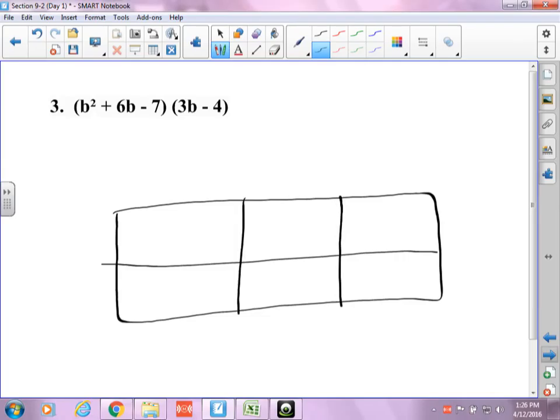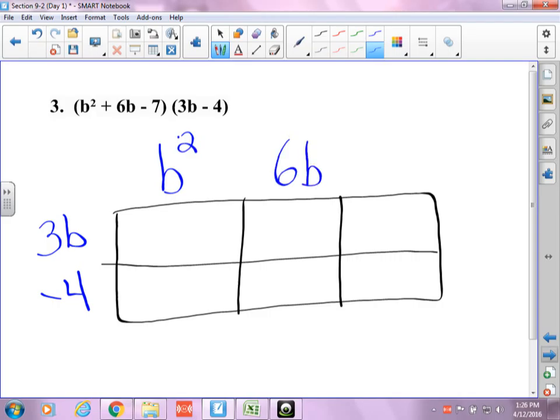All right. So you're going to notice that the binomial is going to go on the left-hand side, and the trinomial is going to go up above. So I'm going to put 3b here and a minus 4 here. And up above, I'm going to put b squared, 6b, and then minus 7. So again, short and fat.